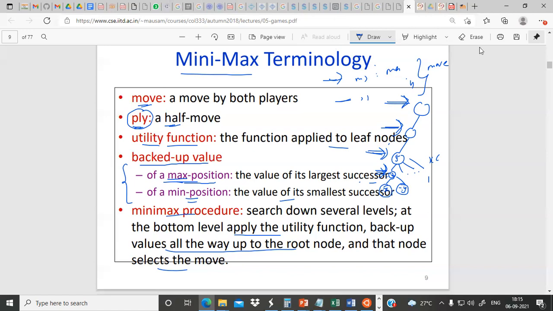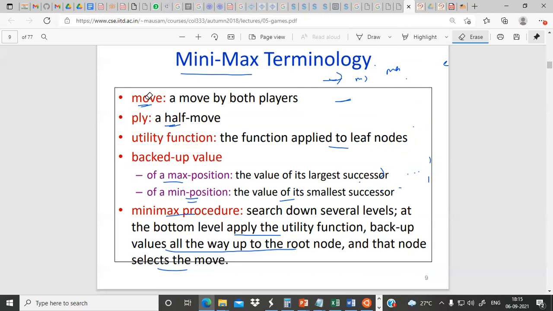If you don't understand fully now, it's not an issue. When we discuss an example, things will be clarified. But as of now, at the top level, you understand this much. When a move is done by both players, player one making a move for maximizing, and player two making a move for minimizing player one, both actions put together are called a move. If only one player made a move, then that is called a ply or a half move.